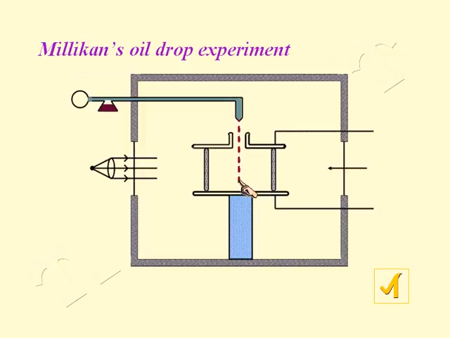We can visualize with the help of the lens, and the light can be focused here, and we can see with what velocity the drops are falling down. So we can pause the light and study the velocity of the drops.